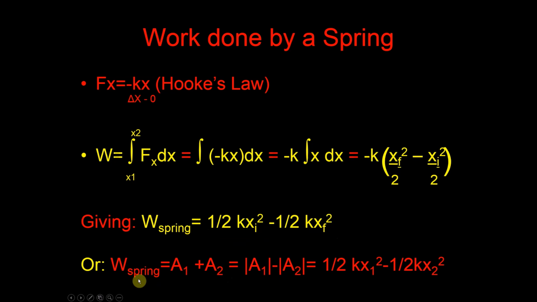Or the work done is the two areas summed, or the subtraction of them, which gives us 1/2 kx1 squared minus half kx2 squared. So that's where that comes from. What you really need to know is the result of this, and the fact that the work done by a spring has its own specific formula when compared to, say, the work done by moving or displacing a mass from one point to another.